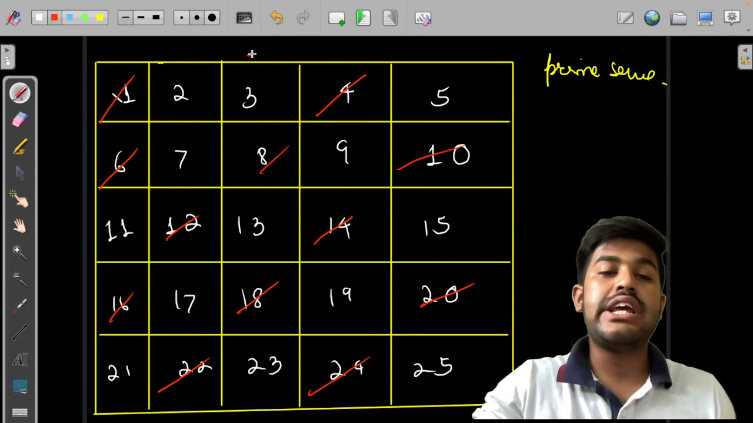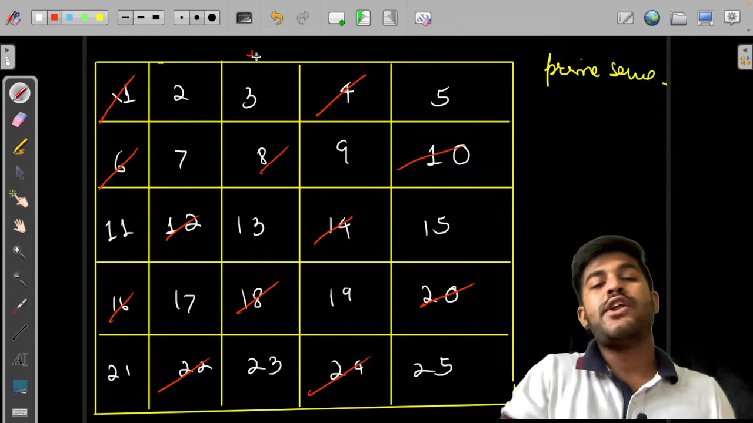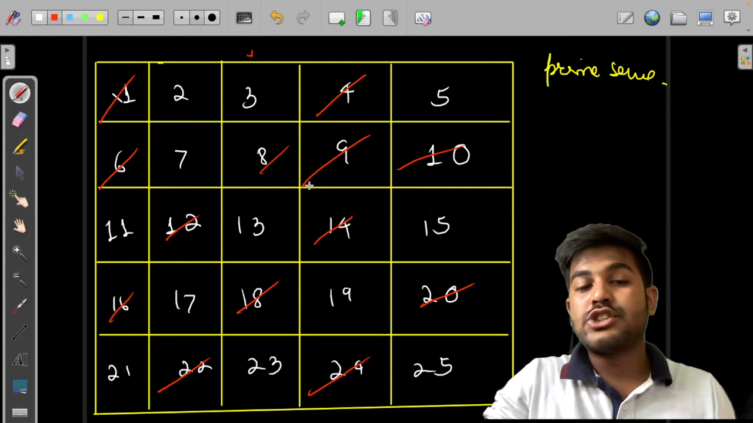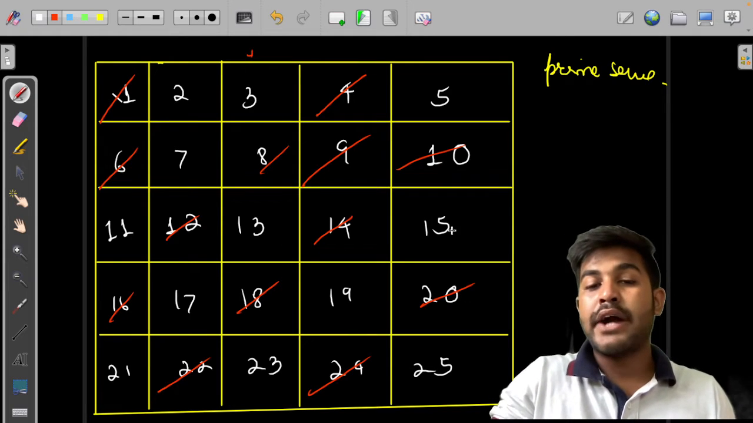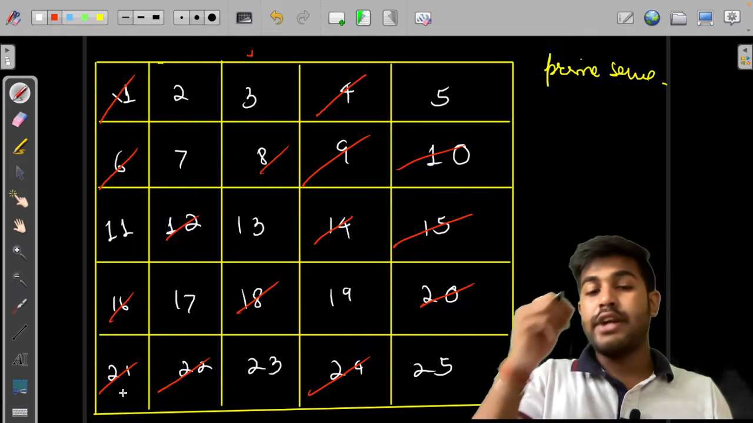Then we come towards 3. 3 has still survived as a prime number, so then all the multiples of 3 would be marked as composite numbers. 6 is already marked, 9 is to be marked, 12 is already marked, 15 is to be marked, 18 is already marked, 21 is to be marked, and 24 is already marked.